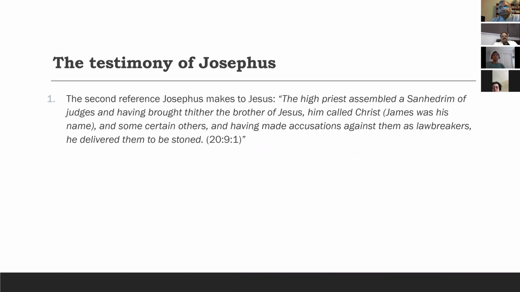The second reference Josephus makes is about James, brother of Jesus. So here it's about a Jewish body called the Sanhedrin. The Sanhedrin, or judges, is a judiciary body. They have the right to try anyone for committing religious or sometimes even secular crimes and then to punish them.